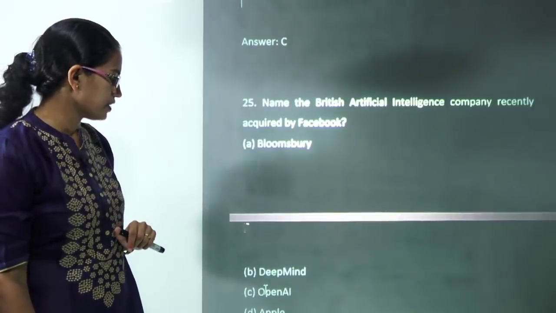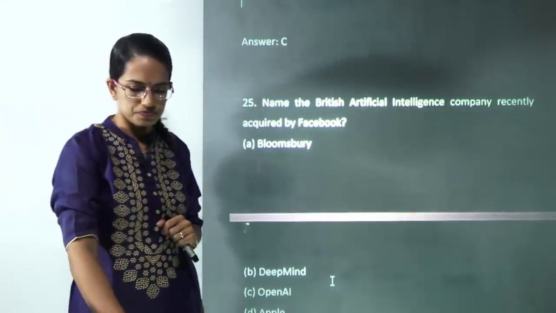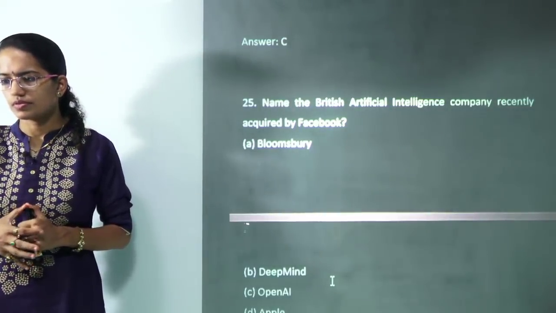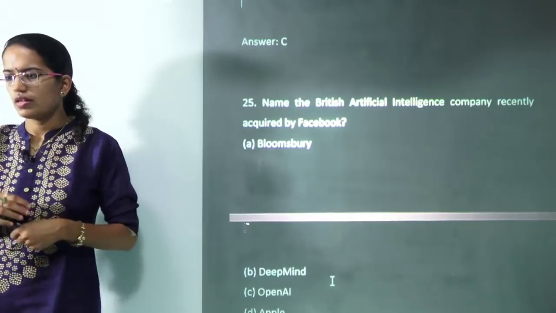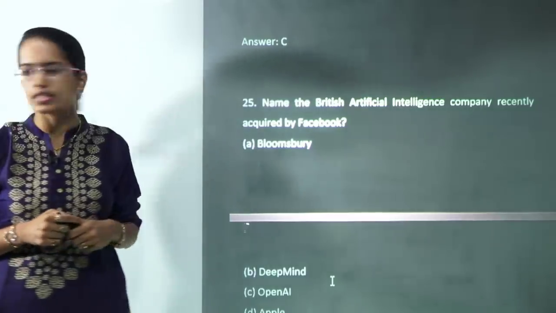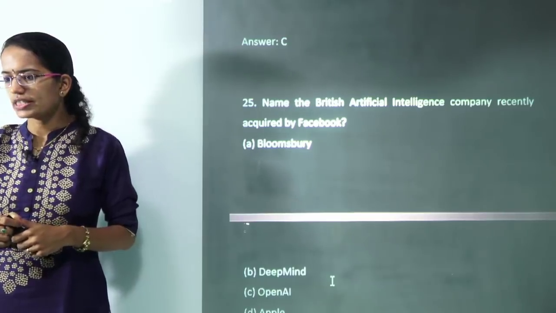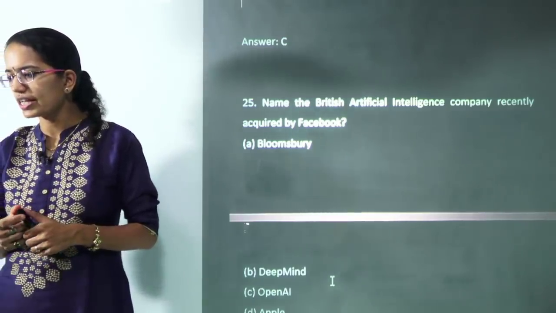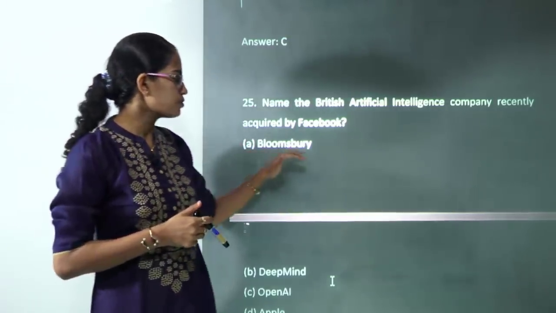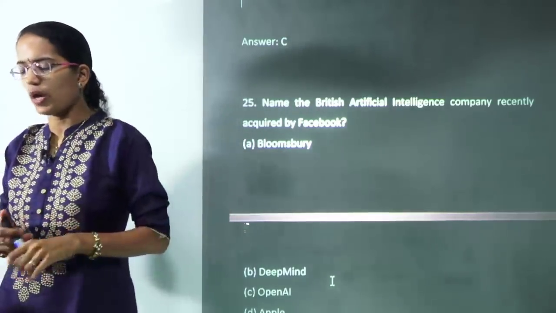The next question, again very, very important, question number 25, looking for the first correct answer. Name the British artificial intelligence company which has been recently acquired by Facebook. Question number 25, looking for the correct answers. Sneh, great, the first correct answer from Sneh. So you have Bloomsbury as the British artificial intelligence company which has been recently acquired by Facebook.